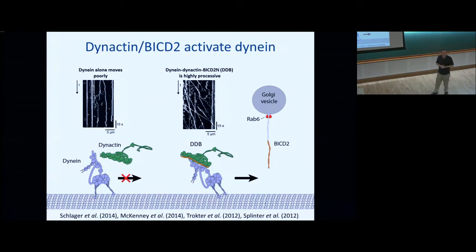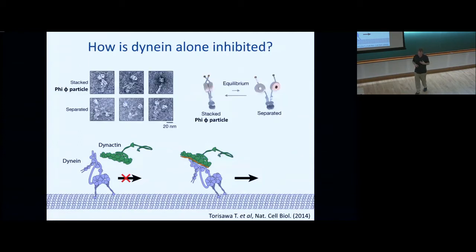So the question we wanted to address then was, what is it about dynein that means it doesn't go so well, and what happens when you add dynactin to switch it on? When we were starting to think about this, a paper was published by Torisawa et al. And what they suggested was this sort of idea of how this could work.